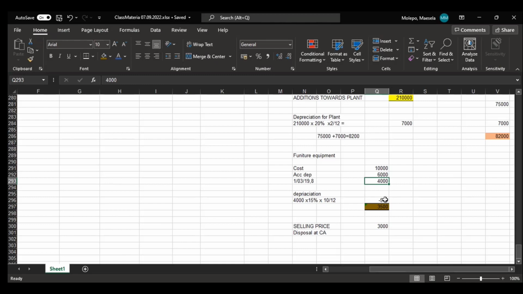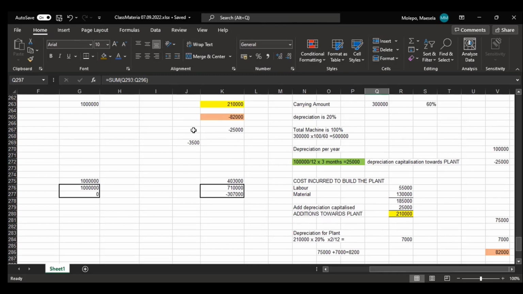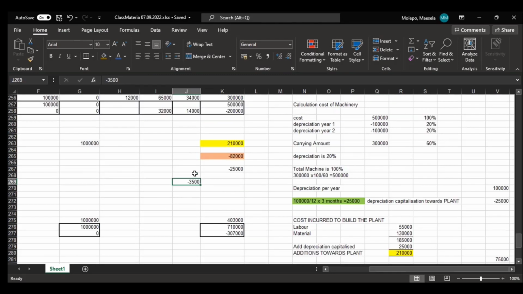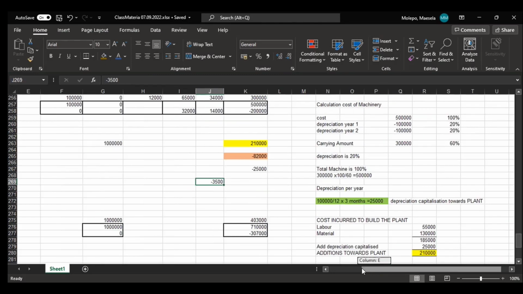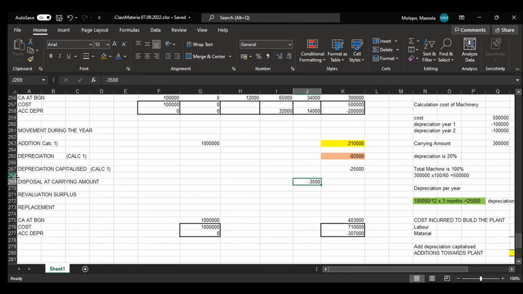Then we say 4,000 carrying amount at the beginning minus the 500 depreciation for the year. It gave us 3.5. We sharp, ne? Then the 3,500 is the one that we're going to remove from our PPE. We're going to say disposal at carrying amount. When I was selling this asset at carrying amount, it was 3.5, not your 3,000 of selling price plus 500 depreciation.